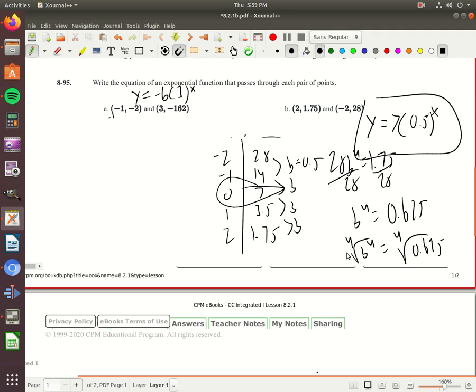So either method you prefer works fine. I prefer the second method, even though I screwed up the second method, ironically.